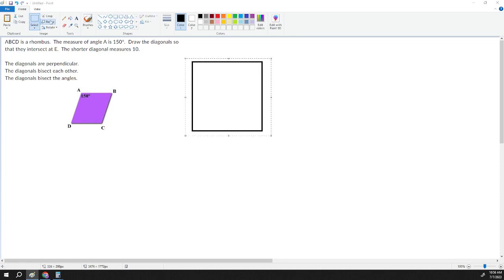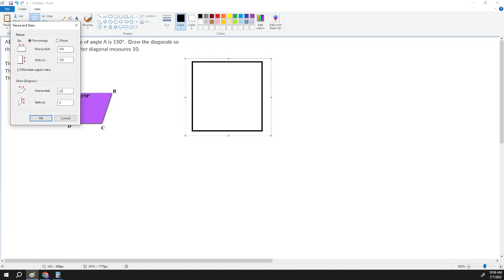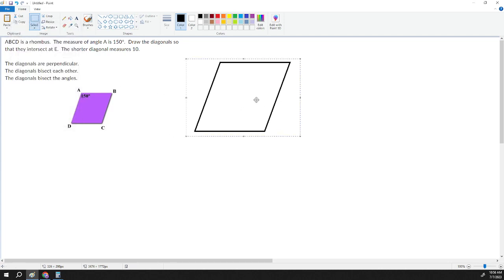Okay. So sabi dito, this is 150, this is 150, right? The shorter diagonal measures 10. This is our shorter diagonal. This is 10 units.